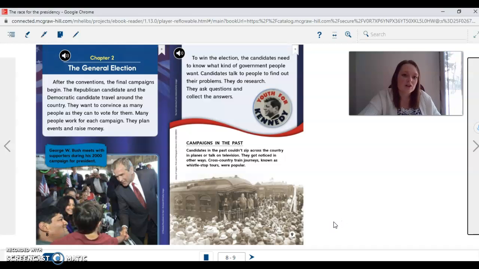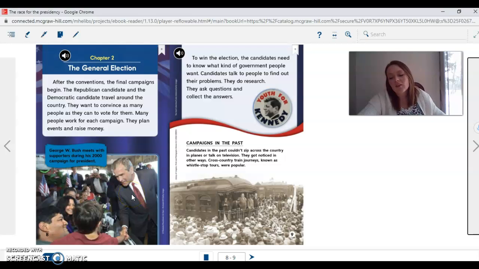Chapter 2, the general election. After the conventions, the final campaigns begin. The Republican candidate and the Democratic candidate travel around the country. They want to convince as many people as they can to vote for them. Many people work for each campaign. They plan events and raise money. George W. Bush meets with supporters during the 2000 campaign for president.